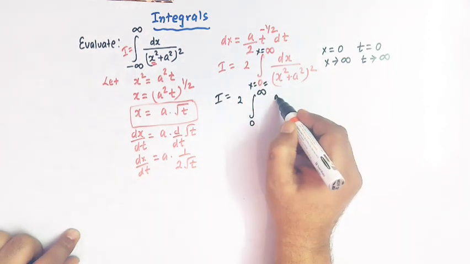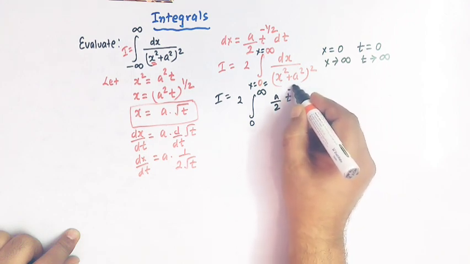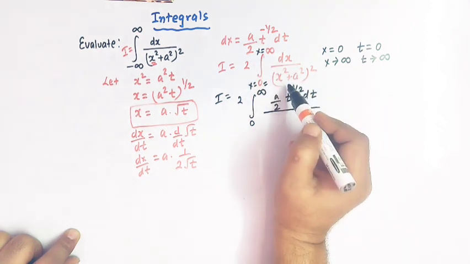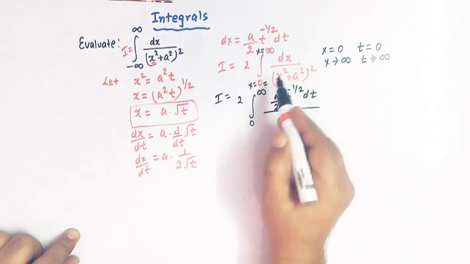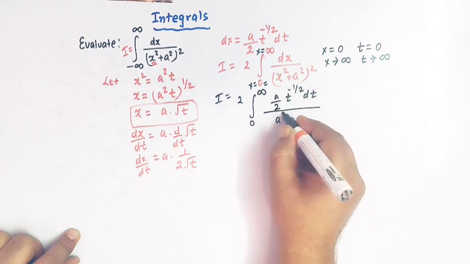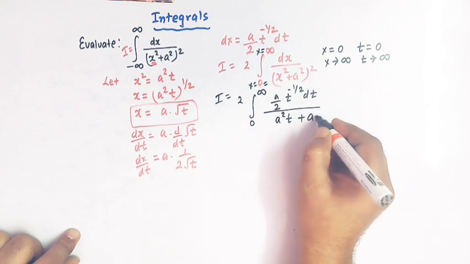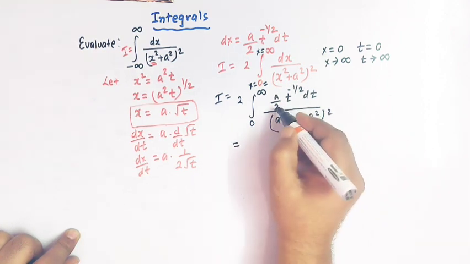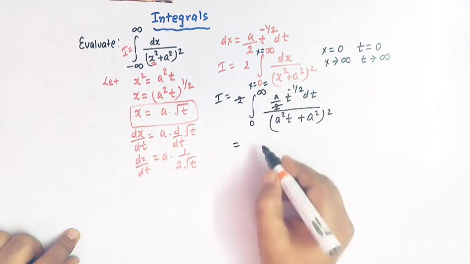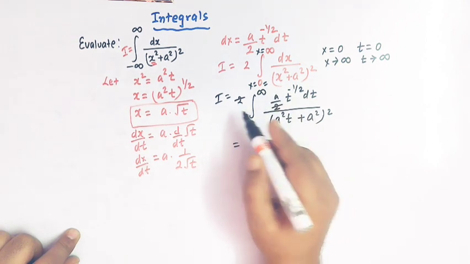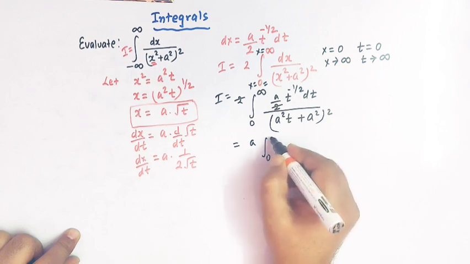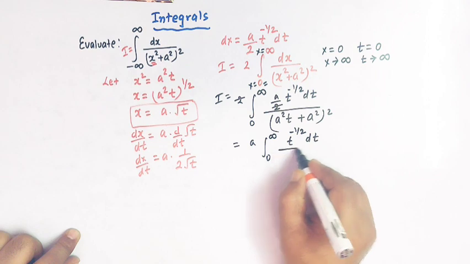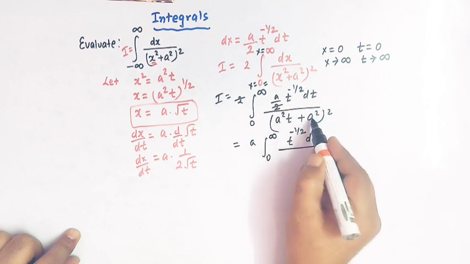dx can be replaced by a by 2, t raised to minus half dt, and in the denominator we have x square. x square can be replaced by a square t plus a square, and here we have square. So now this 2 and this 2 get cancelled, and we can take a outside the integral. So we have 0 to infinity t raised to minus half dt, and here we can take a square common.